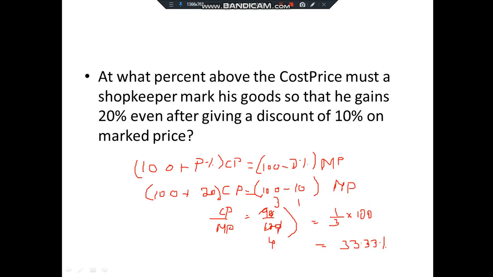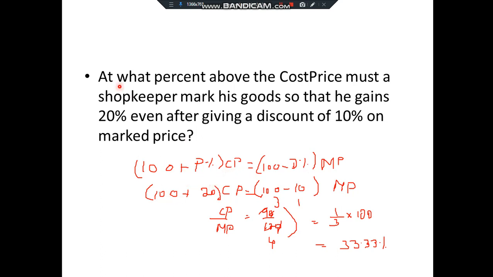Next question. At what percent above the cost price must a shopkeeper mark his goods so that he gains 20% even after giving a discount of 10% on market price? We already discussed this question in market price and discount. I gave you an easy formula when discount percentage, profit percentage, cost price and mark price are involved. So substitute in that: 100 plus profit percentage into cost price is equal to 100 minus discount percentage into market price. They haven't given cost price and mark price.